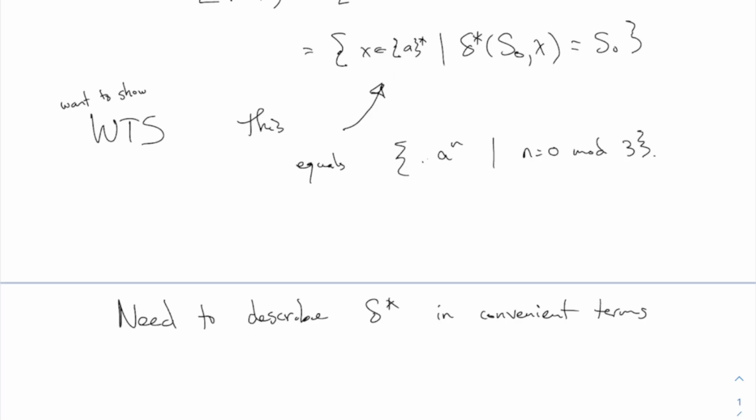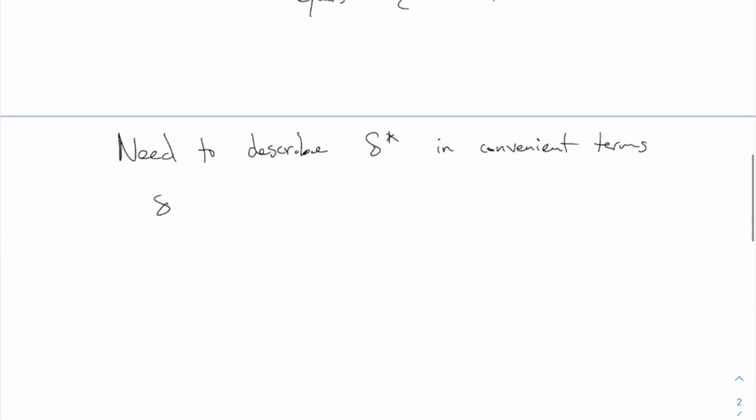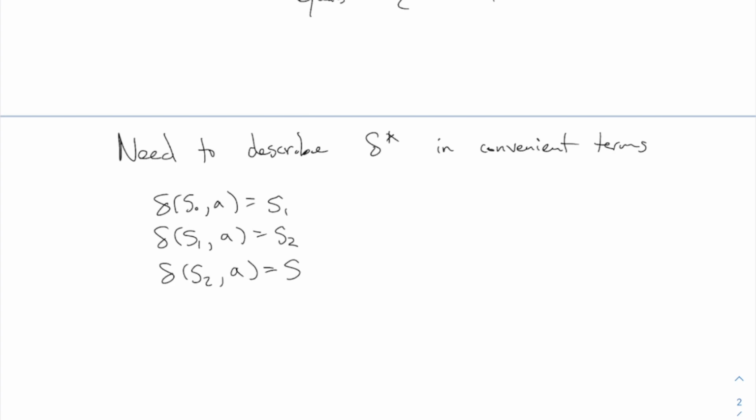Let's just look at delta first of all. Remember, delta of S0 and A is S1. Delta of S1 and A is S2. And delta of S2 and A is S0. This is what I wrote before.